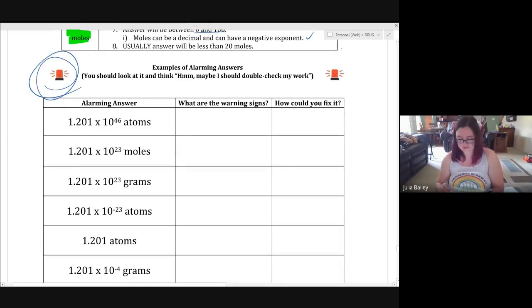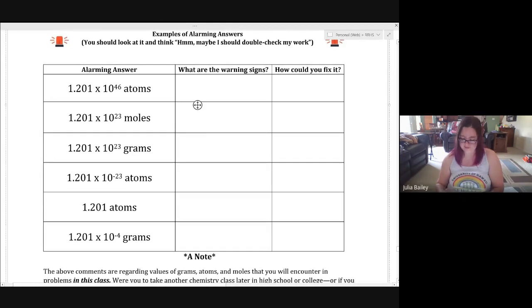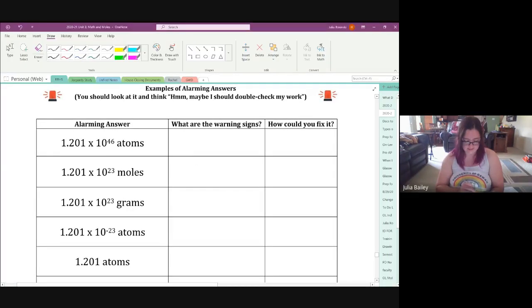Let's talk about alarming answers. Answers that when you see them, it should make an alarm go off in your head: I've done something wrong. You should look at these answers and think, maybe I need to double check my work. Something here is not right. Starting with 12.01 times 10 to the 46th atoms.